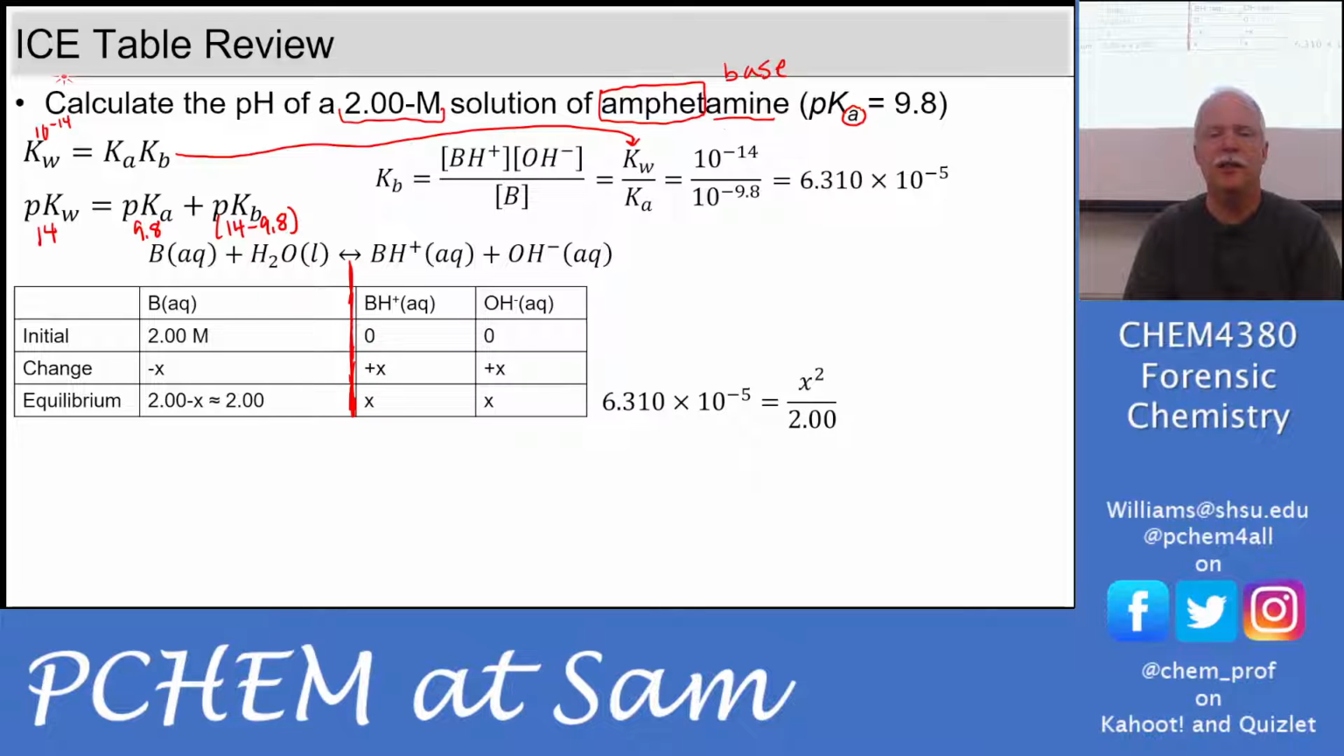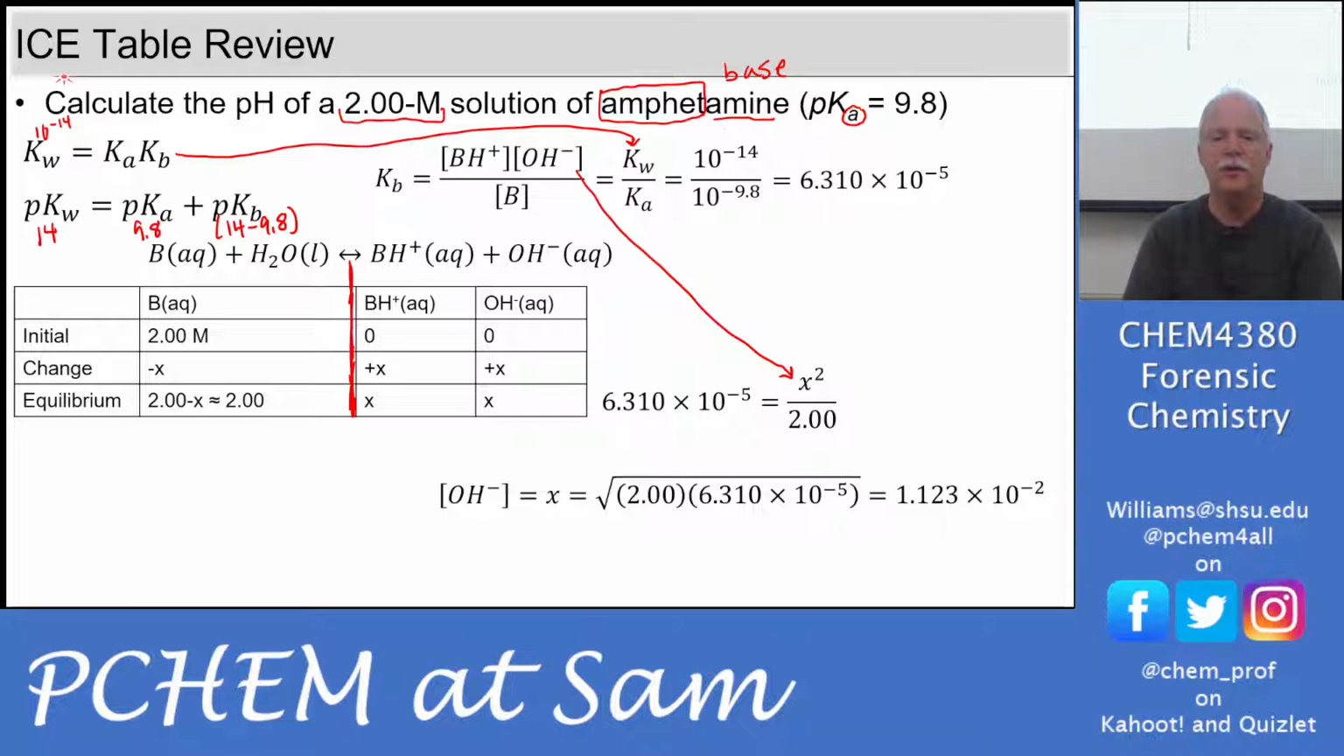So here's our expression. We have the two species on top are now x, and so it's x squared. So you see that right there, that became x squared. And then the species on bottom, we're assuming is just 2. So we can solve this pretty easily. We take the 2 over to the other side and take the square root. So we solve for x, which is the concentration of hydroxide ion. And we see 1.123 times 10 to the minus 2. So that's our x value.